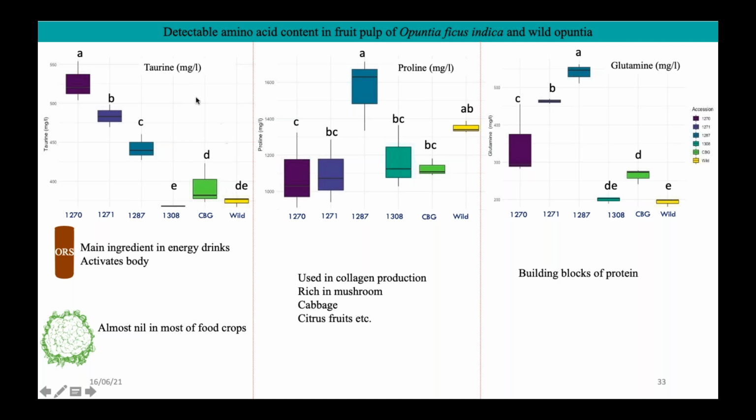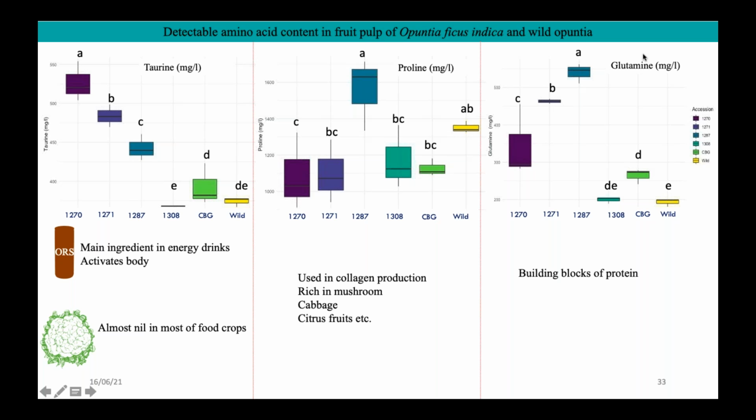Very surprisingly, we got taurine as high as 550 milligram per liter in our cactus fruit. That means it has huge scope for pharmaceutical industries to claim several benefits of this crop in terms of taurine level. Likewise, the proline and glutamic acids, everything was calculated.